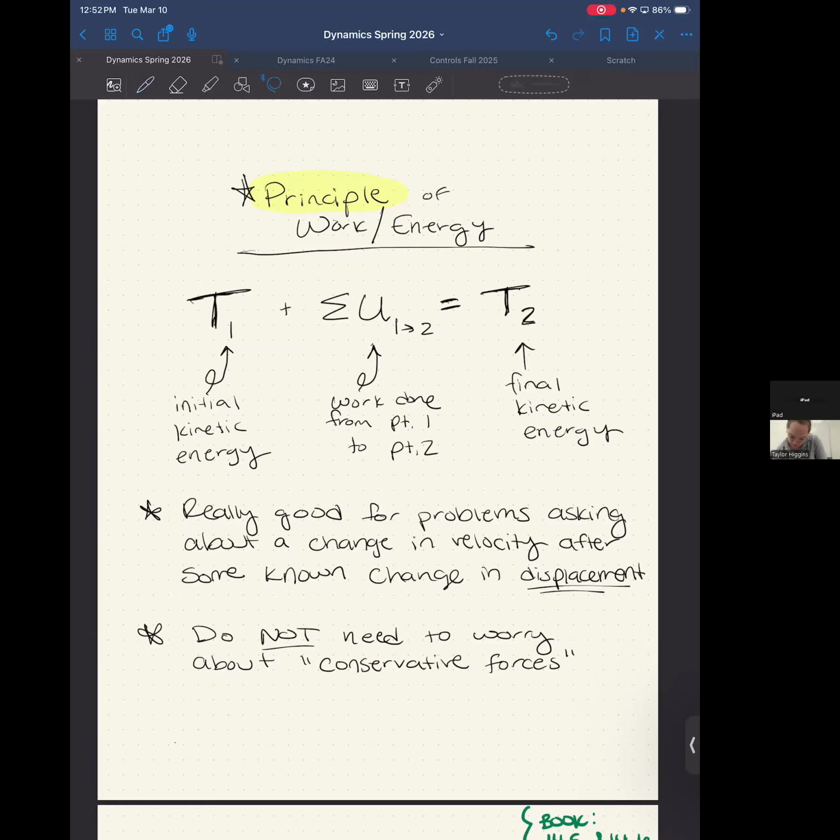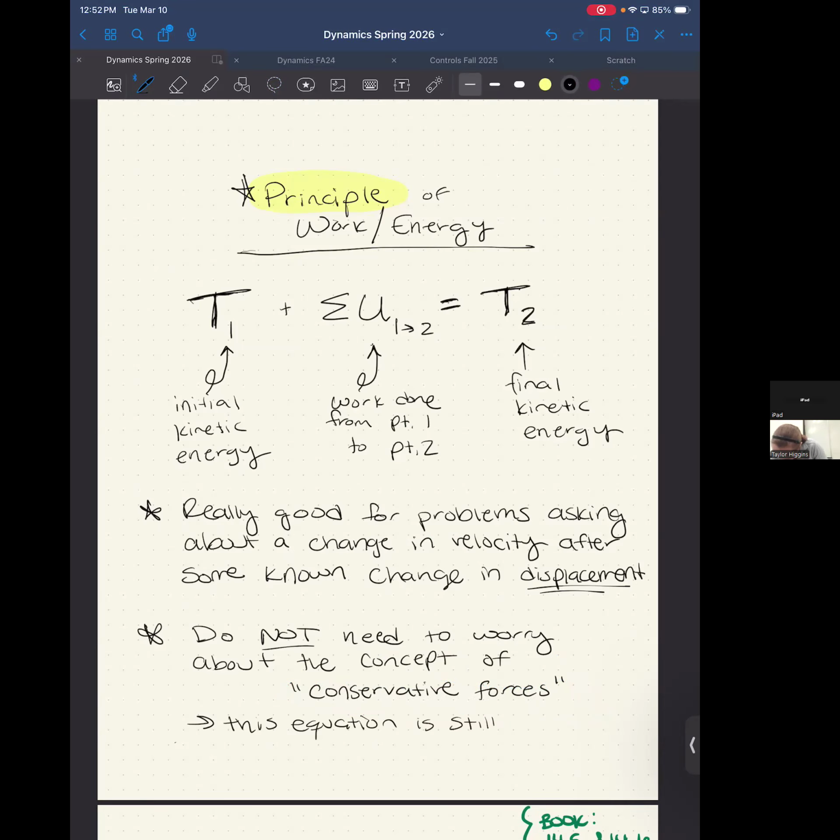Yes. In other words, this equation is still valid even if non-conservative forces like friction are doing work. Okay? Always valid? Today, not always valid.